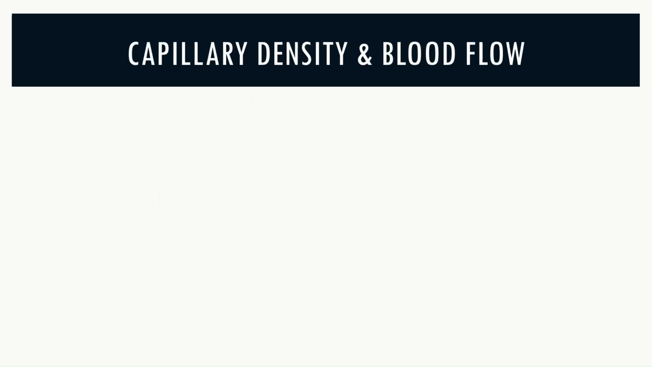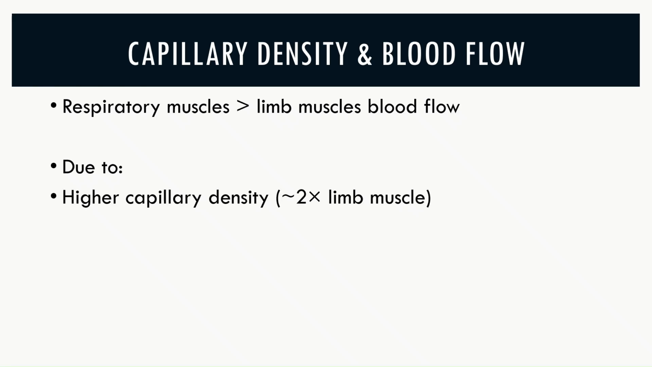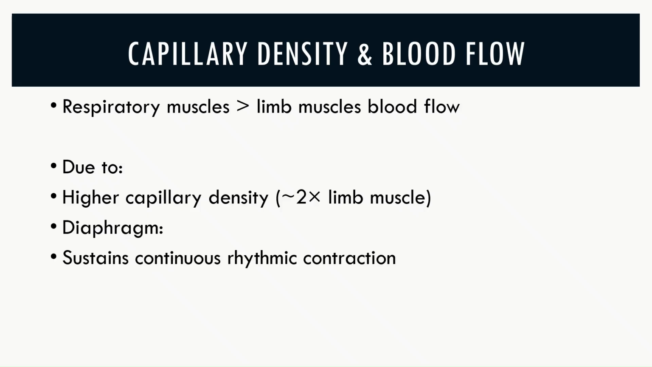Capillary density and blood flow. Respiratory muscles must receive significantly higher blood flow than limb muscle due to a greater capillary density, approximately twice that of limb muscles. This allows diaphragm to sustain continuous rhythmic contractions effectively.